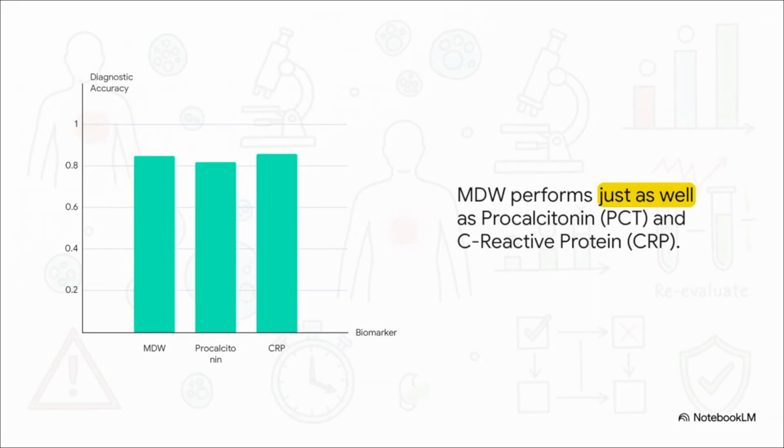So how good is it really? Let's look at the numbers. This chart basically shows how well our common sepsis biomarkers work, and you can see MDW is right there in the same ballpark as procalcitonin and C-reactive protein. It performs just as well. But here's the kicker, the crucial difference. You get the MDW result back in minutes with the rest of your CBC, not hours later. And in a crashing patient, that speed is the whole game.